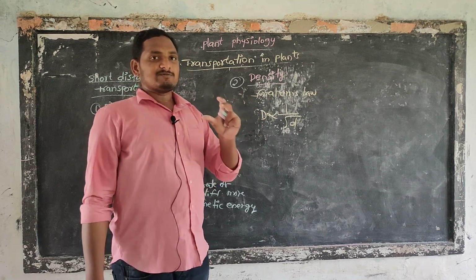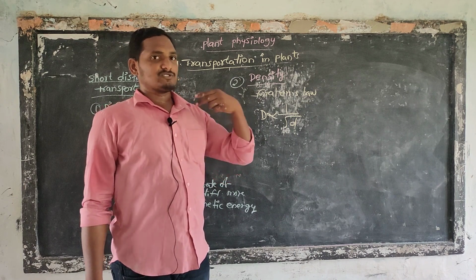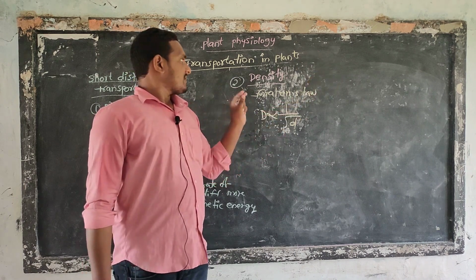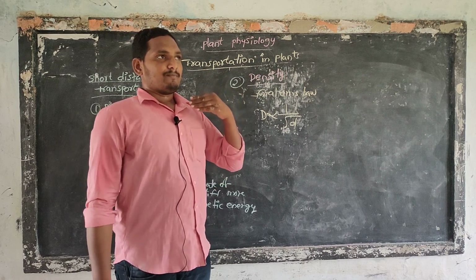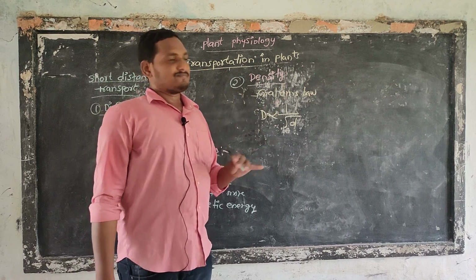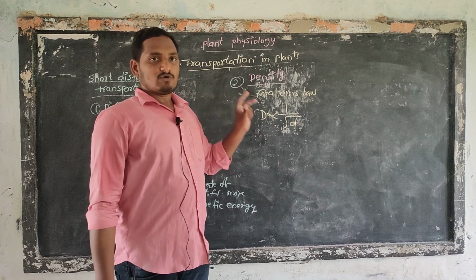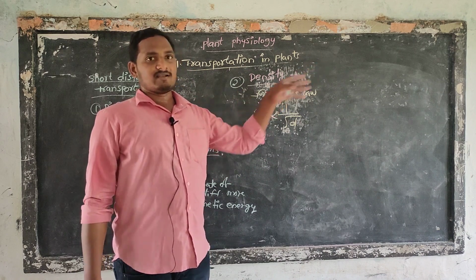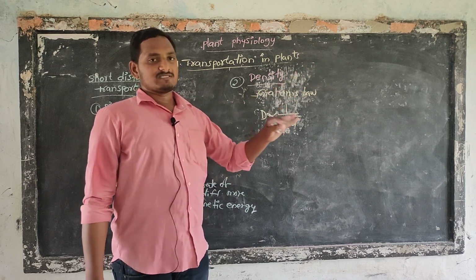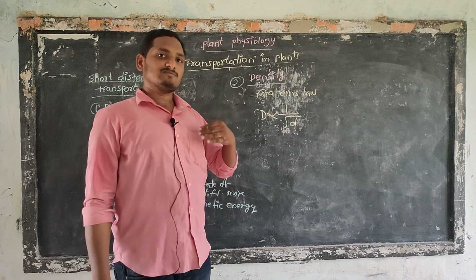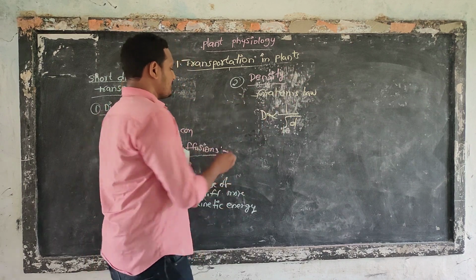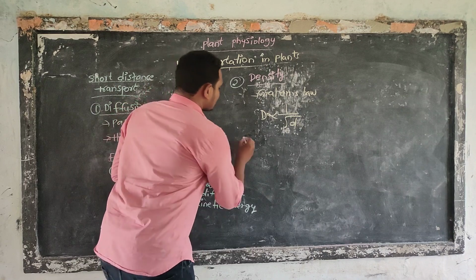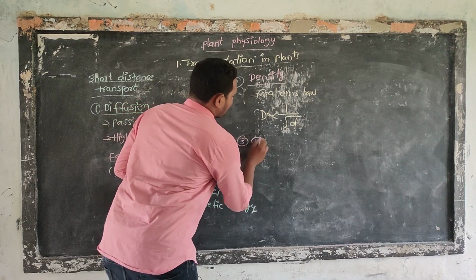A more dense particle cannot reach a greater distance. A lightweight particle, with very low density, reaches a greater distance. When density is more, they cannot cover more distance. When density is less, the molecules reach more places. That is density.